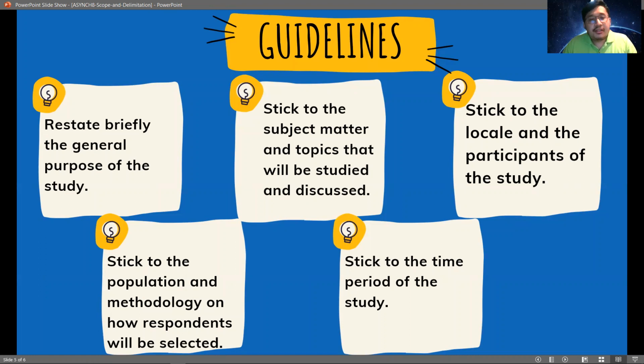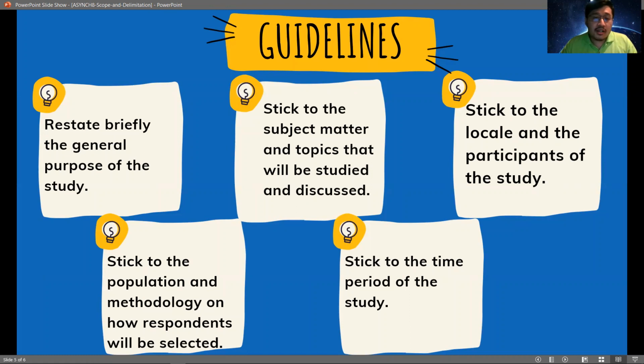So next, you have to stick to the population and the methodology on how respondents will be selected. If you remember, we have mentioned that in quantitative research, we have what we call sampling techniques in choosing our respondents. Whatever sampling technique you have established from the start, you stick with that. You stick to the sampling technique that you have established. That falls under scope. The sampling technique that you will not use for the study, state that under the delimitation of your study.